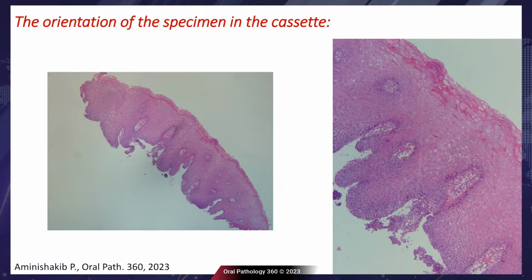Then, after re-embedding the specimen in the cassette, you can see that there is no epithelial dysplasia and no extension or invasion to the adjacent connective tissue. This is just a normal epithelium with hyperkeratosis at the superficial area.